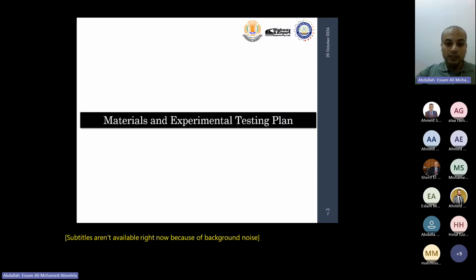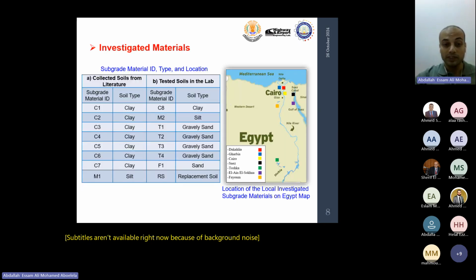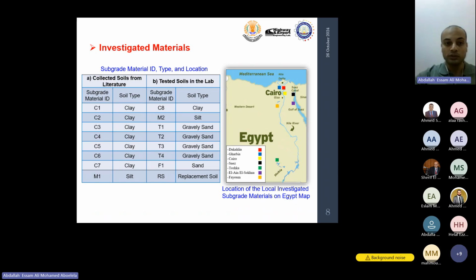The second headline includes the materials and experimental testing plan. For the materials, we collected 16 types of materials from different locations in Egypt, as shown in the map. Some of the materials were collected from the literature from graduate students, and the others were tested in the lab. As shown, the materials range between clay, silt, gravel, sand, and replacement soils. These are commonly used soils for subgrade material in Egypt.